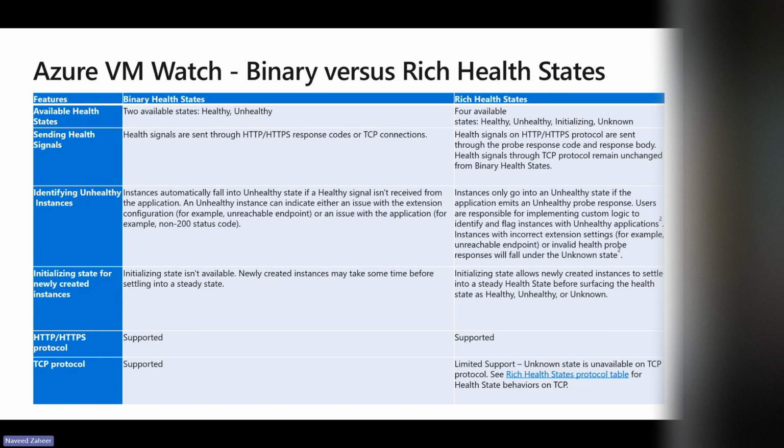And by the way, if you see here, the reply has to be in the form of JSON in the case of rich, or in the form of HTTP 200 in the case of binary, if you want to say that this VM is healthy. And by the way, you can use it for VM scale sets as well. So think of it, this is kind of the application native support for health monitoring, and that's the beauty of it, that you can customize this.